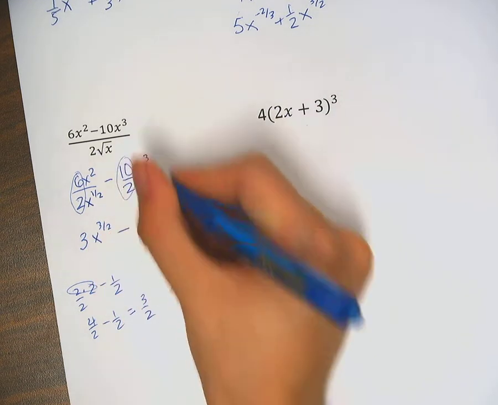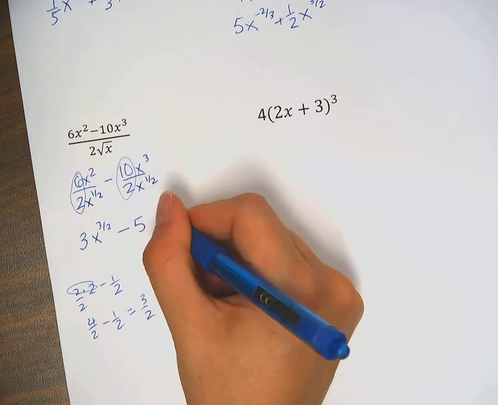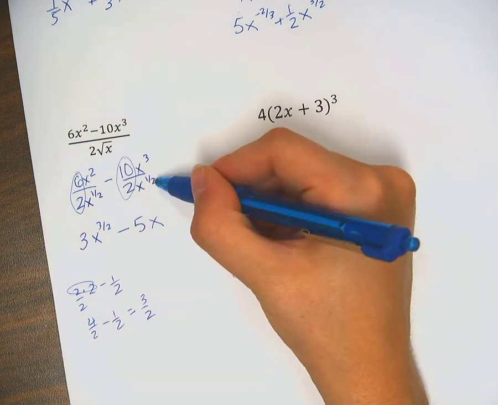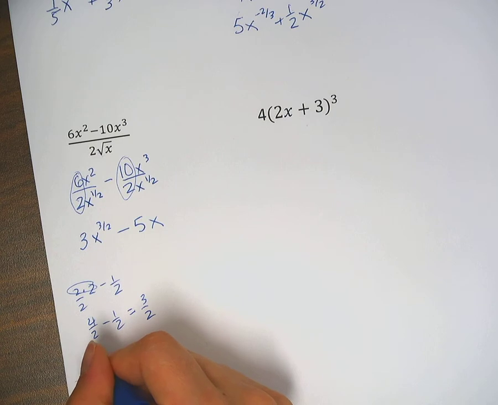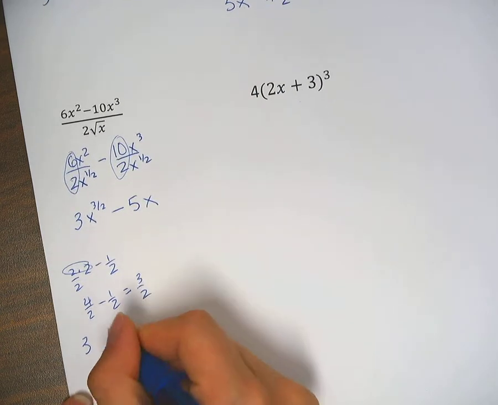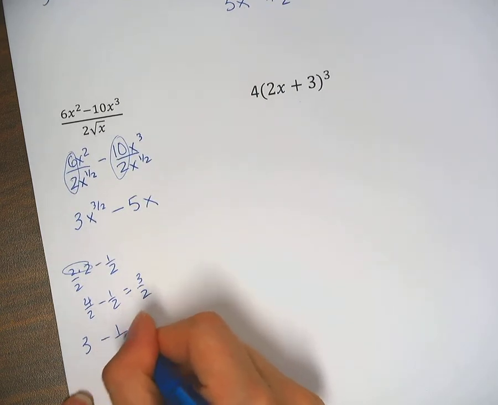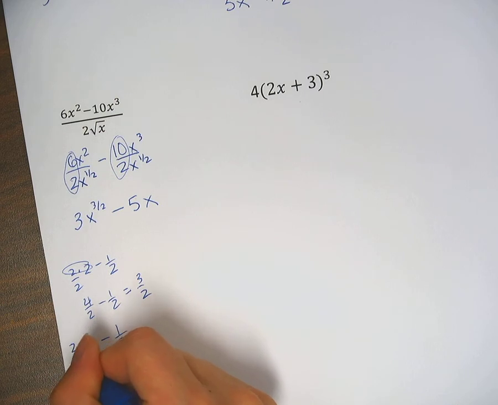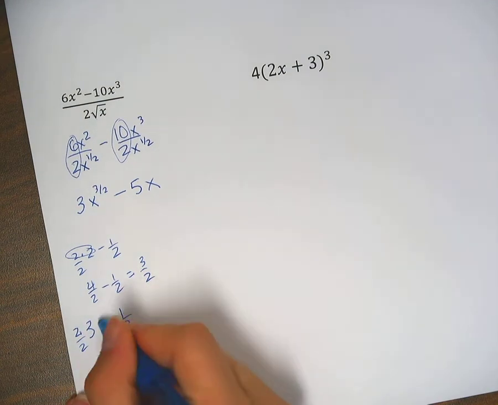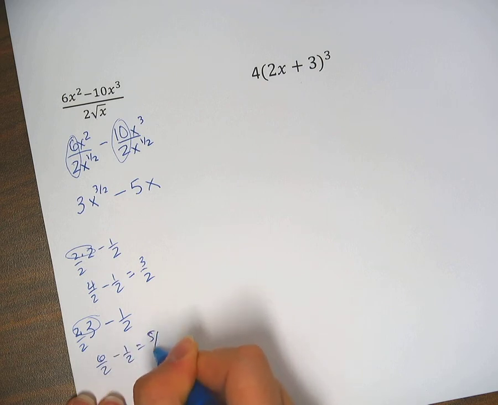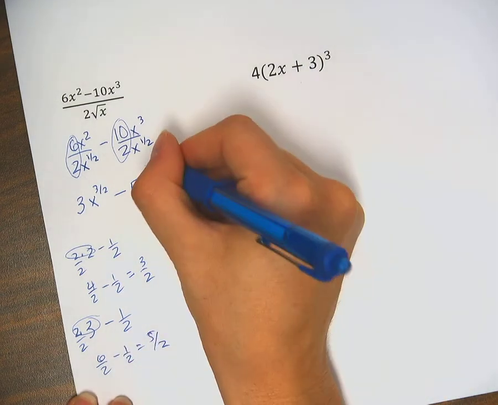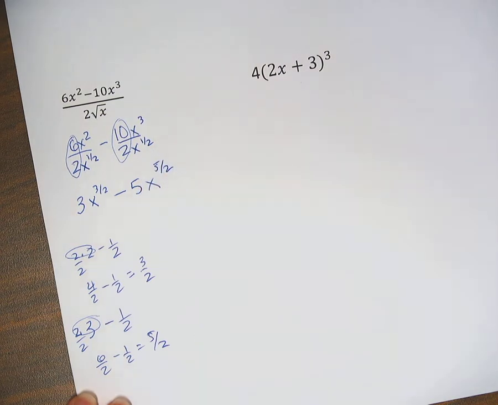Minus, again, my coefficient would be 10 divided by 2, which is 5. And then I subtract the exponents. So this time I'm doing 3 minus 1/2, multiply by 2/2 to get my common denominator. So that's 6/2 minus 1/2, which is 5/2. So 5x to the 5/2. And now I'm done with that one.